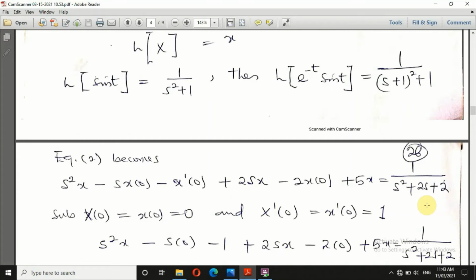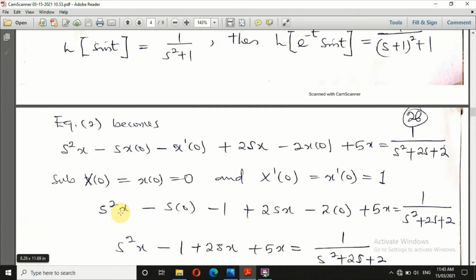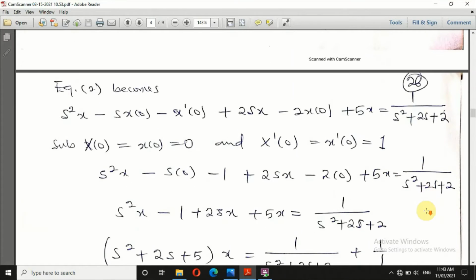So before we proceed, let's introduce the conditions. The first condition is that x of 0 is 0. So let's come back here. This is x of 0; we change this one to 0. The second condition is x prime of 0, that is the derivative of x at 0, which is 1. So wherever you see x prime of 0, we equate this one to 1. Look at it: s squared X of s, we still have this one. This one here we change to 0, x of 0 we change to 0. Then this one will give us minus 1. This one will give us 2sX(s), and this one will give us minus 2 times 0. And this one will give us 5 times X. Then you have this. So what is next now?